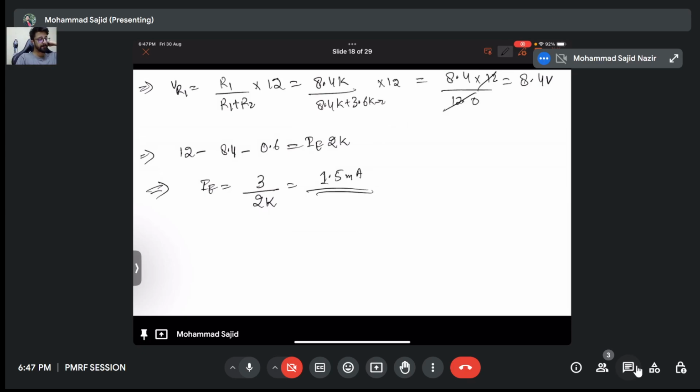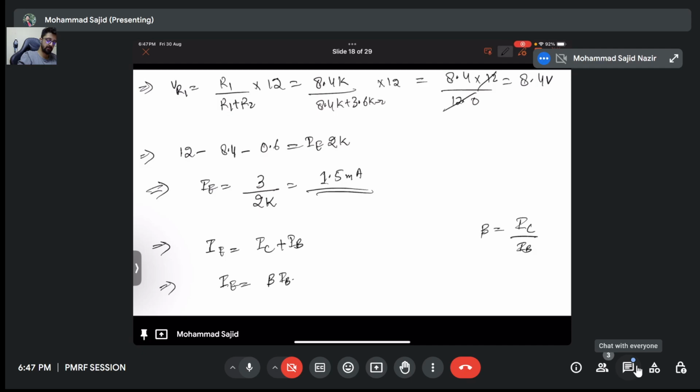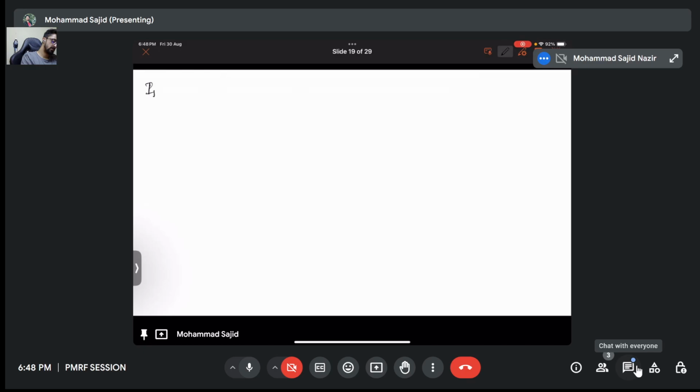Now we know from BJT IE is equivalent to IC plus IB, right? What is the formula for beta? IC by IB. So I can write IC in terms of beta IB. So this is beta IB plus IB. This means IB is equivalent to IE divided by beta plus 1, which is IE divided by 200 plus 1. So IB will be equal to IE, which we calculated as 1.5 milliampere, divided by 201.